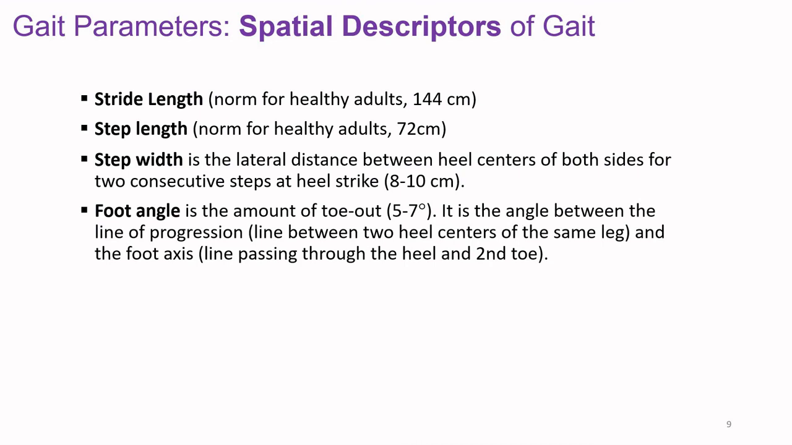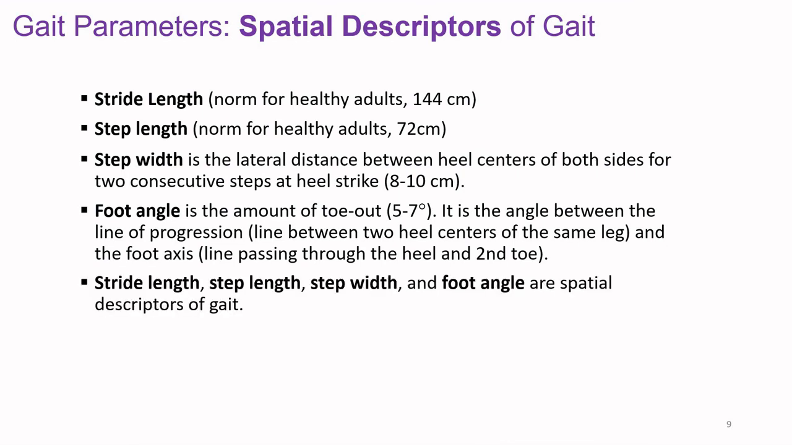Foot angle is the angular measure of the amount of toe out, and is typically between 5 and 7 degrees in young healthy adults. Foot angle can be calculated as the angle between the line of progression and the long axis of the foot. The line of progression is the line between two heel centers of the same leg at successive heel strikes. So this line is telling us the direction in which the gait is progressing. The foot axis is the line passing through the heel and the second toe.